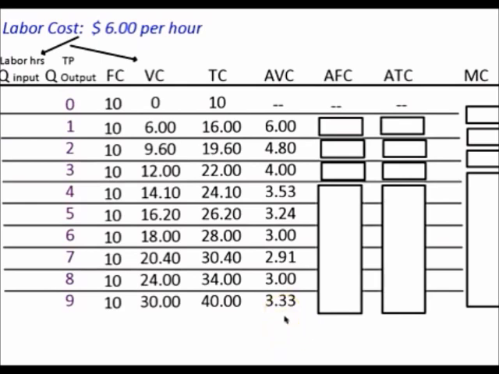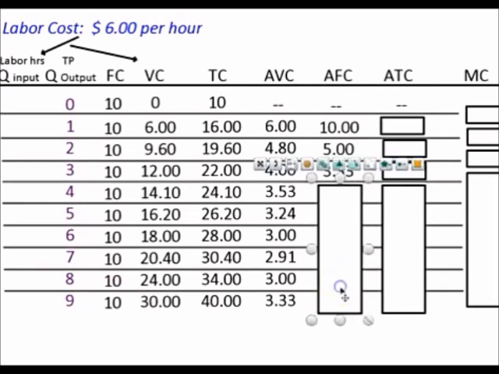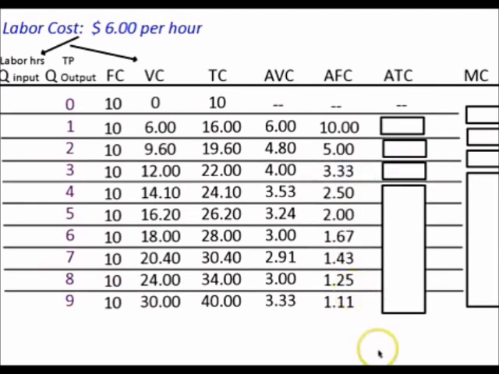Average fixed cost, same process, except this time we're using the fixed cost column and the output column. So go through and calculate fixed cost of $10, output level of 1, 10 divided by 1 is 10. Fixed cost of $10 divided by 2 output is 5. Fixed cost of $10 divided by 3 output is $3.33, and so on. So pause the video, calculate the rest of the average fixed cost column. This is what you should have come up with. Pause the video, check your numbers.